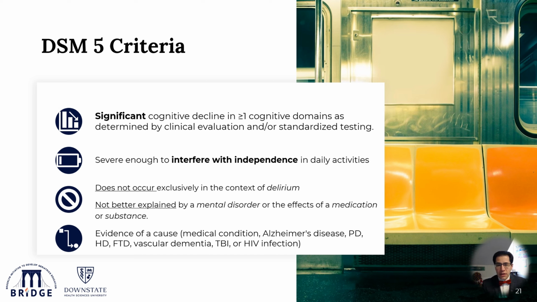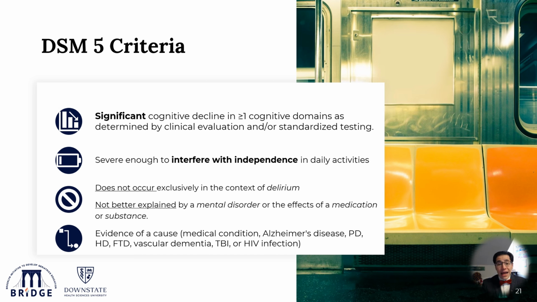So back to the DSM-5 criteria, when it comes to major neurocognitive disorders, it requires a significant cognitive decline in at least one cognitive domain as determined by the clinical evaluation and standardized testing. It's preferable to have both. It should be severe enough to interfere with independence in daily activities. It should not occur in the context of delirium, and it should not be better explained by a mental disorder or the effects of a medication or a substance.